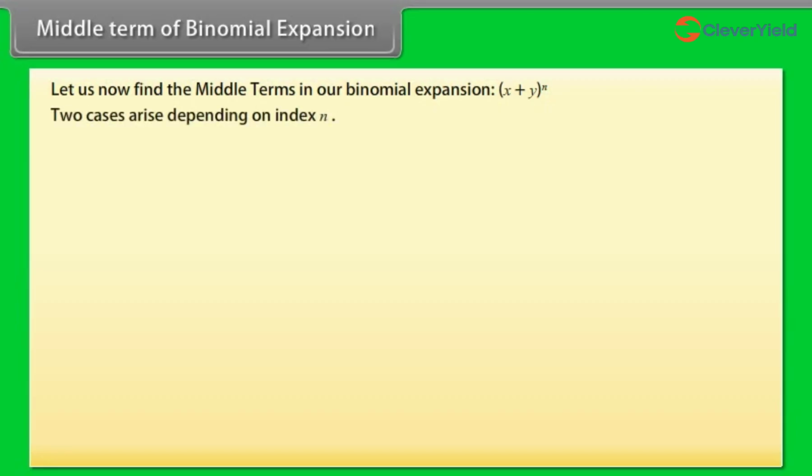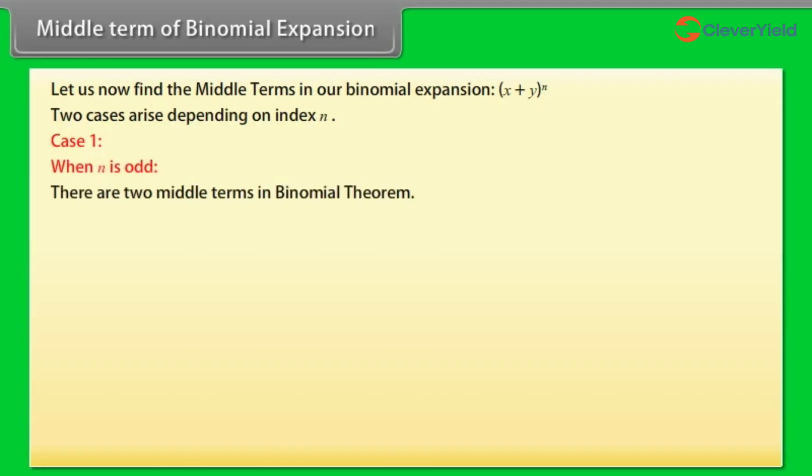Middle term of binomial expansion. Let us now find the middle terms in the binomial expansion (x + y) raised to power n. Two cases arise depending on index n. Case 1: when n is odd. There are two middle terms in the binomial theorem: the (n + 1)/2 th term and the ((n + 1)/2 + 1)th term.